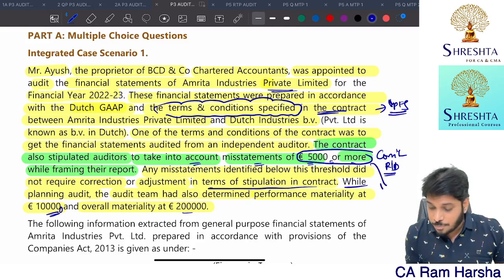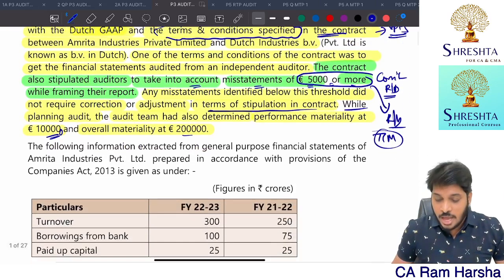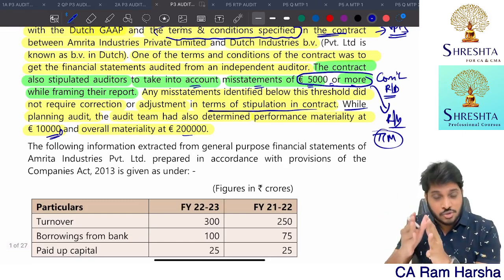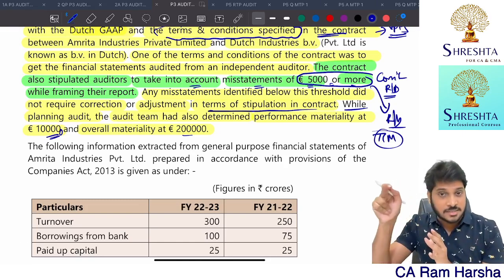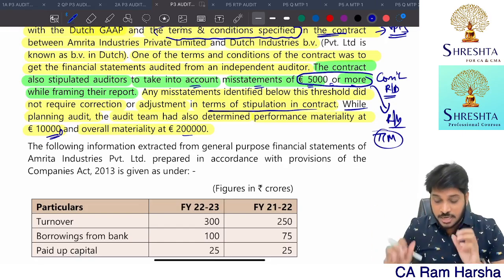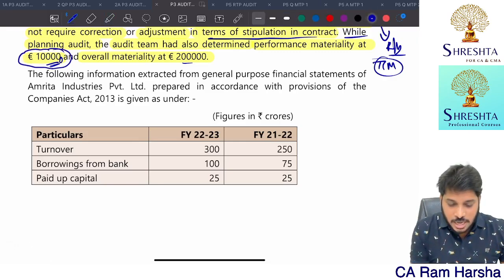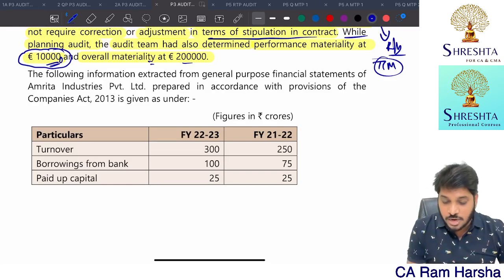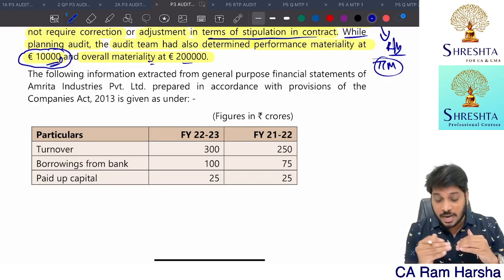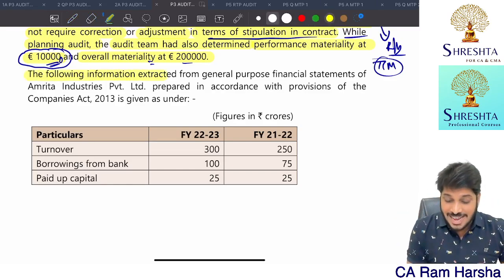And this 5,000 euros is called the reporting difference, also called the triviality level. Those of you who watched my part 2 CA Final advanced auditing marathon, inside the SA 320 timestamp is there. Inside that I clearly told the levels of materiality and all that. So I strongly feel this is a mistake. I strongly feel the gap between performance materiality and overall materiality is too much, approximately more than 90%. That's not correct. Fine.